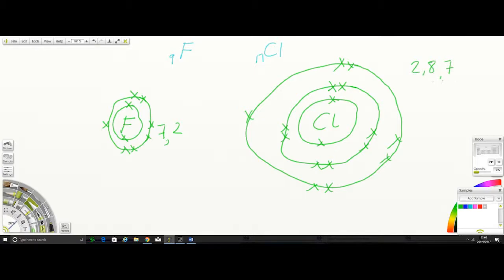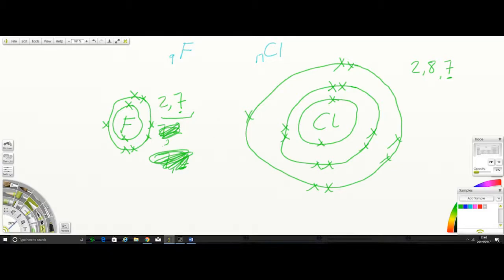So because there's 7 in the last shell, that gives me a clue that I've drawn it correctly, because chlorine and fluorine are in group 7, so they should have 7 electrons in their outer shell. And so it's 2, 7. You see how I wrote 7, 2, and then I looked back at it and double checked my work, and I know that the last number has to be 7, so that's clearly wrong. So it's 2, 7. So do double check your work. There's another lesson for you.